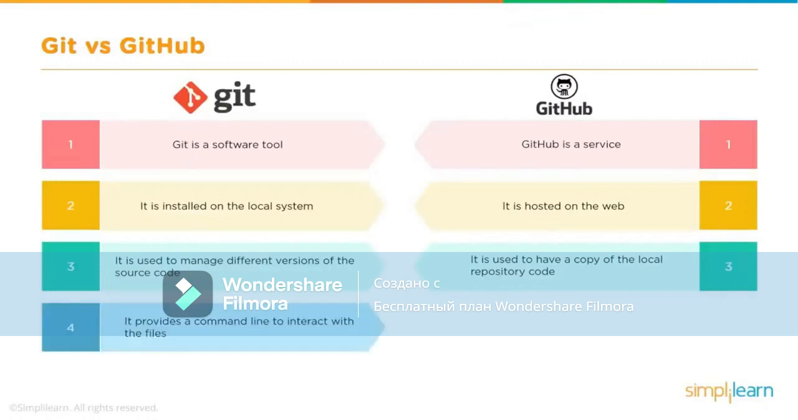Git provides command line tools that allow you to interact with your files, whereas GitHub has a graphical interface that allows you to check in and check out files. So let me just show you the two tools here.